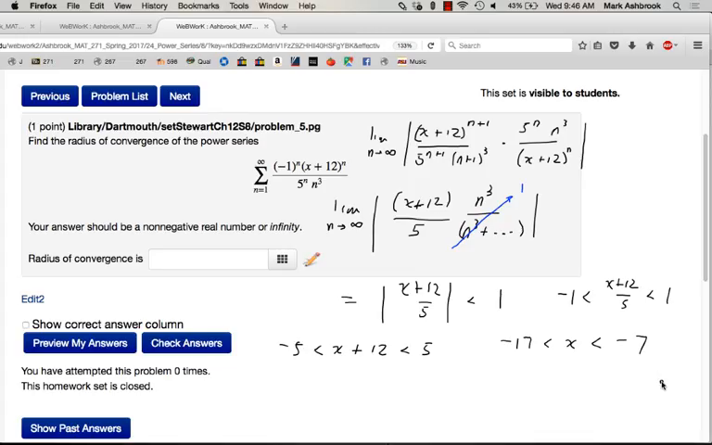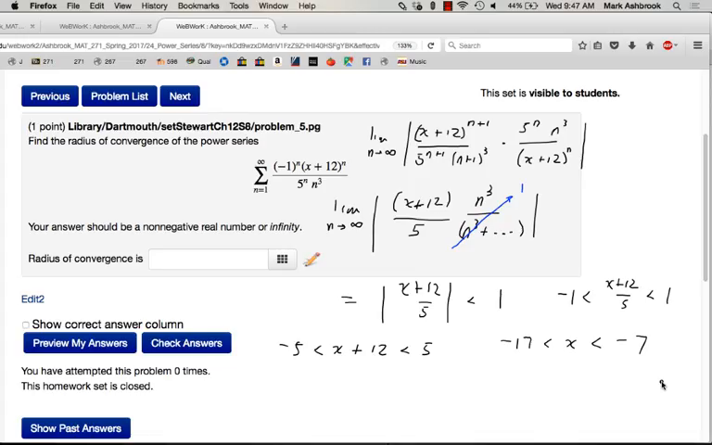Okay, and so what would we do? If we really wanted to get the whole interval of convergence, then we take negative 17 and plug it in for x and analyze that. And we take negative 7, plug it in for x, and analyze that. But this question is just asking about the radius. So whether or not you're including these endpoints doesn't change the radius, right? The radius is the distance from the center out to the edge, whether we're including those or not.